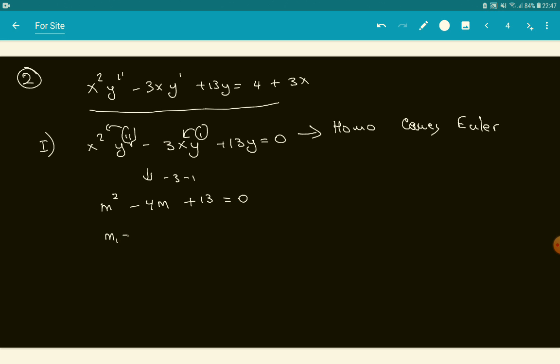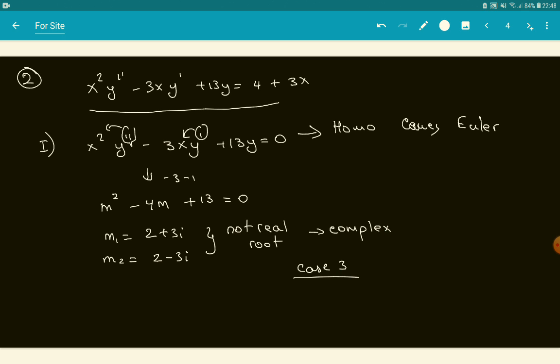So again, m1 is equal to 2 plus 3i, m2 is equal to 2 minus 3i. As you can see, these are not real roots. What does it mean? It means they are complex roots, and it is case 3 in the Cauchy-Euler method.